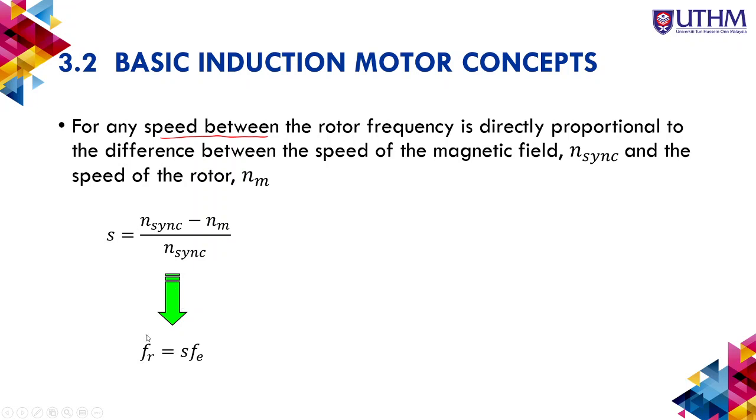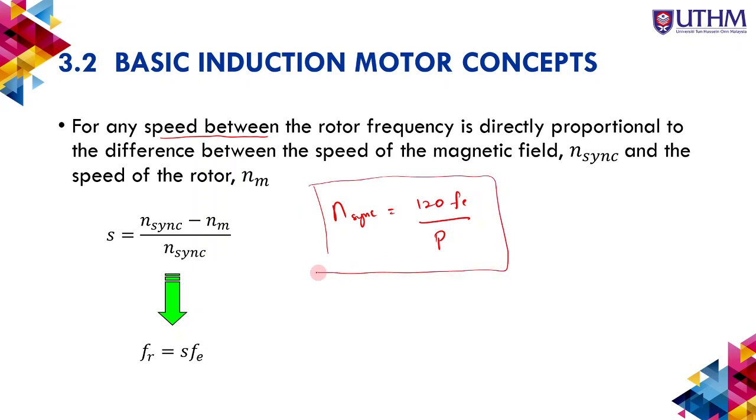So we try to convert at this point, which is the frequency of the rotor is equal to the slip multiplied with the frequency of the electrical supply. So at this point kita boleh tengok N sync, so 120 FE divided by the number of poles. So kita boleh ubah lah kat sini. N sync, so macam mana kita nak ubah benda ni kepada Nm?